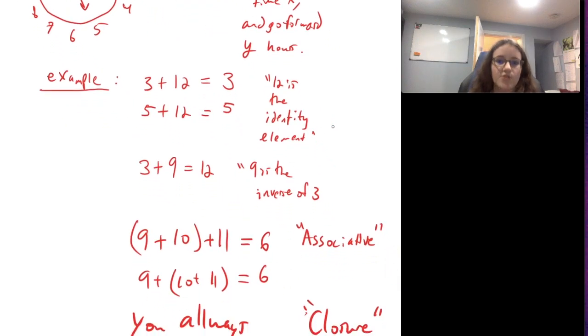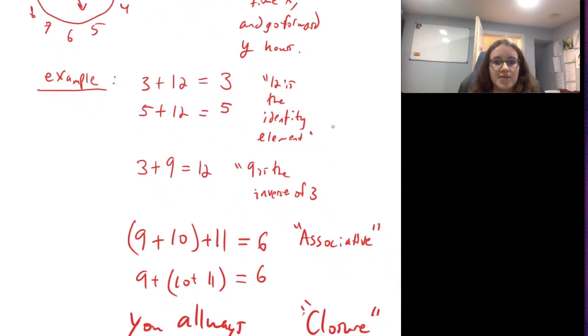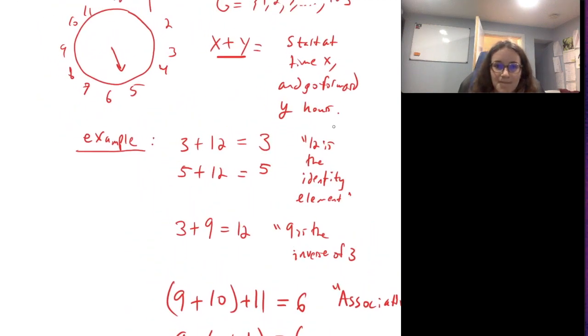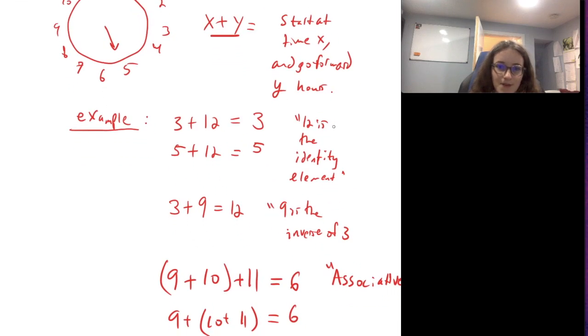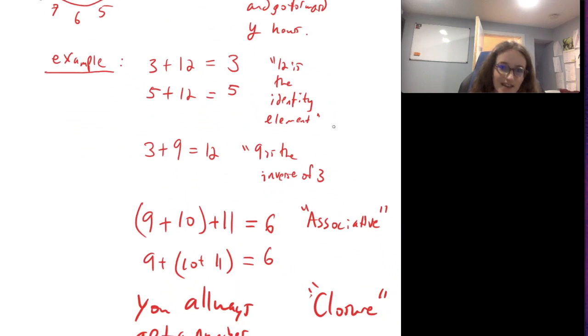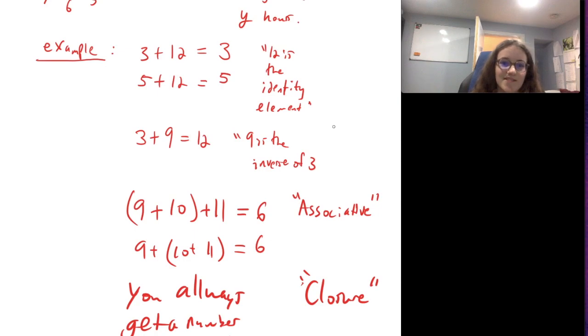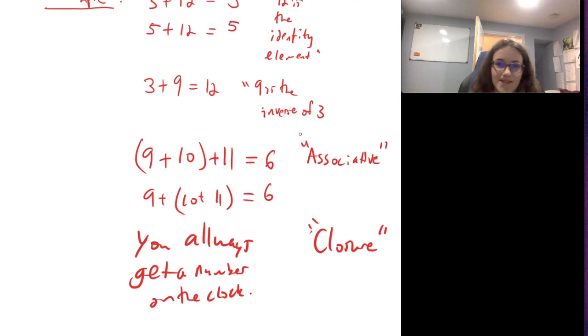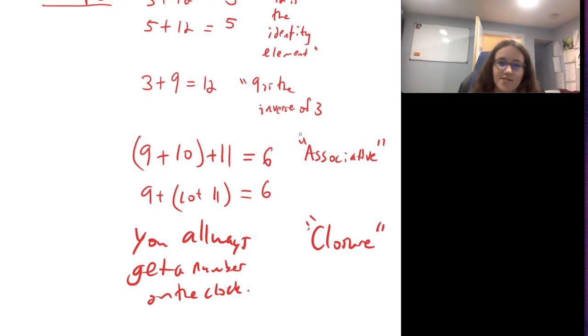If you start at 3 and go for 12, you get to 3, because 12 is the identity element, which means it's basically like 0. So 5 plus 12 is 5, and 3 plus 9 is 12, because 9 is the inverse of 3, and so 3 plus 9 is 0.